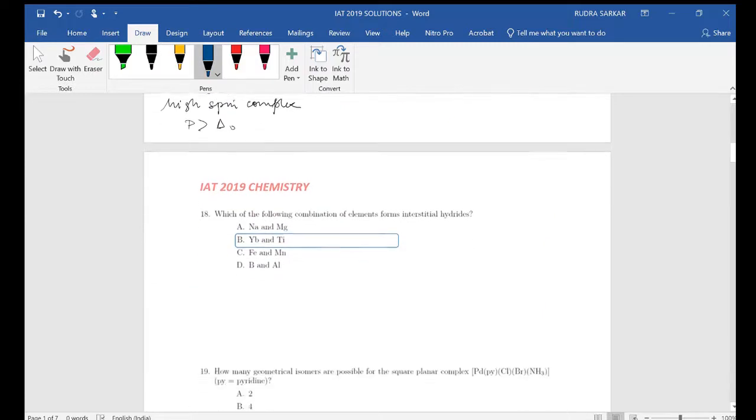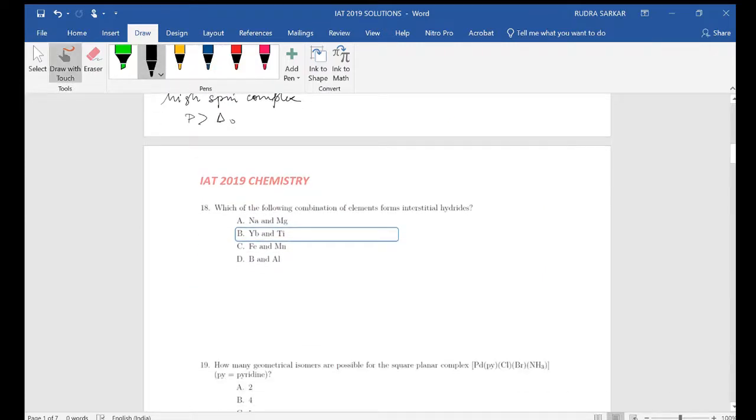Next question they are saying, which is a memory based question, which of the following combination of elements form interstitial hydrides? So basically one has to remember that D and F block elements, they form interstitial hydrides.